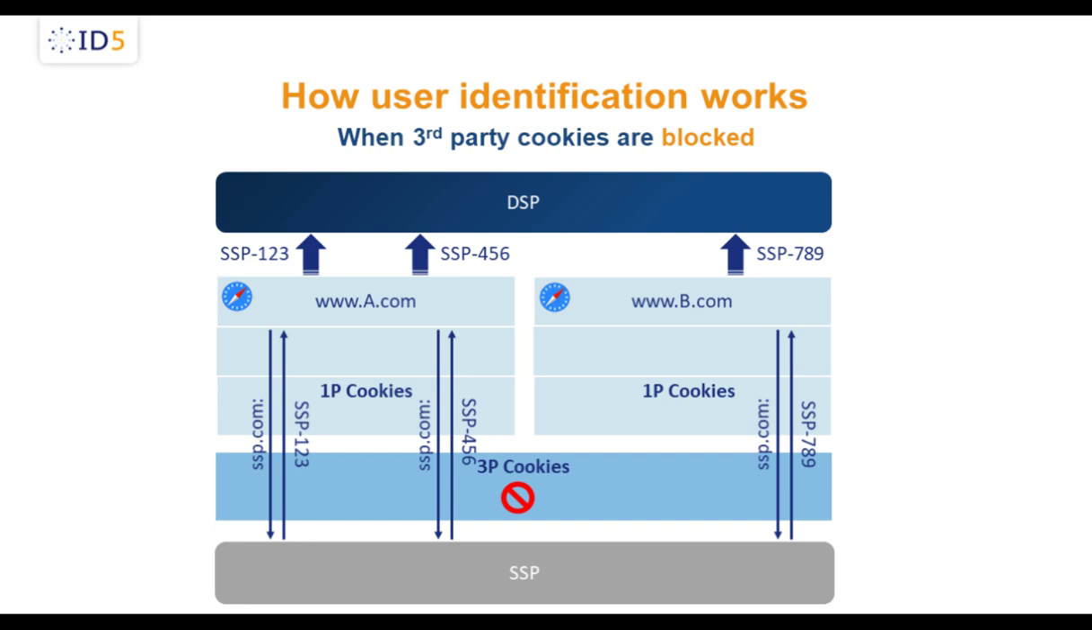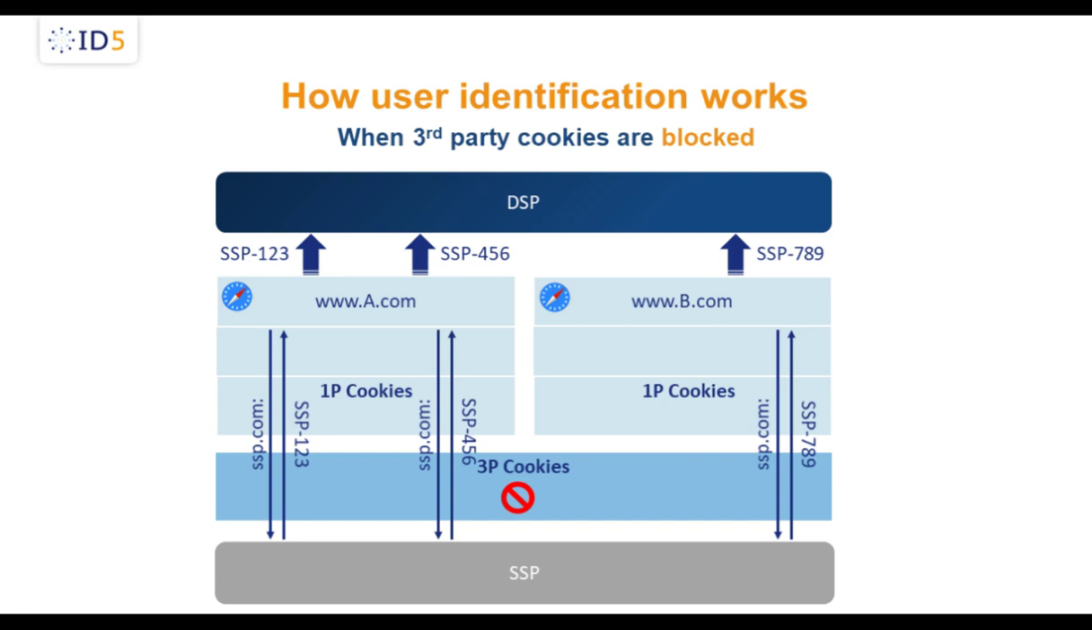If we look at how Safari works today, and if we assume that there's an SSP, ID5 is not involved, then on the first impression from that user, the SSP would generate a user ID. It would not be stored in a third-party cookie, and it would not be stored in a first-party cookie.